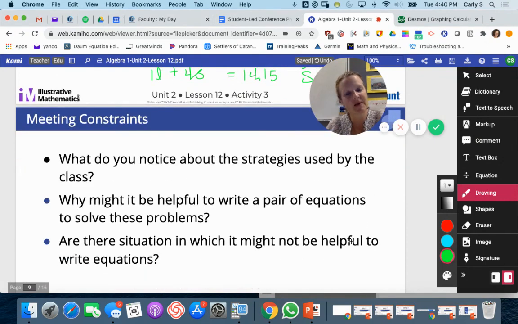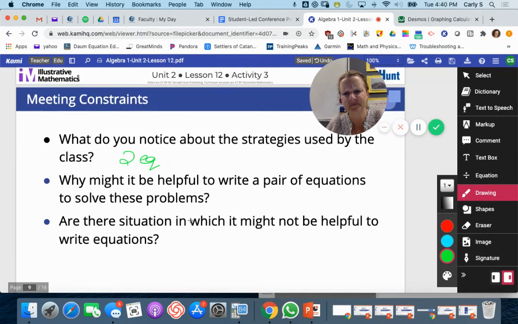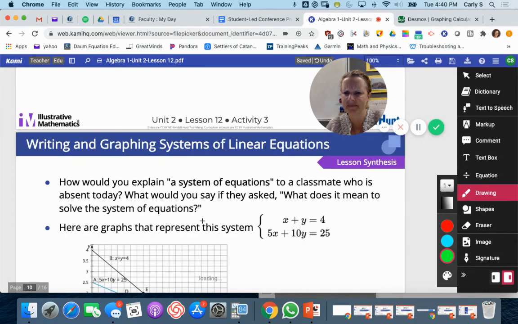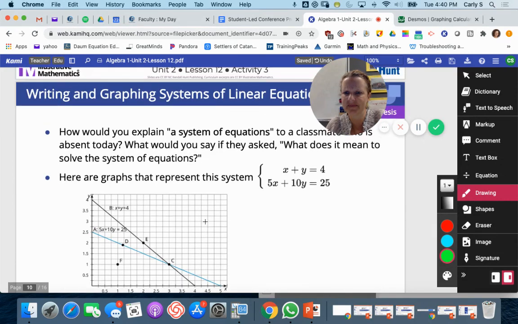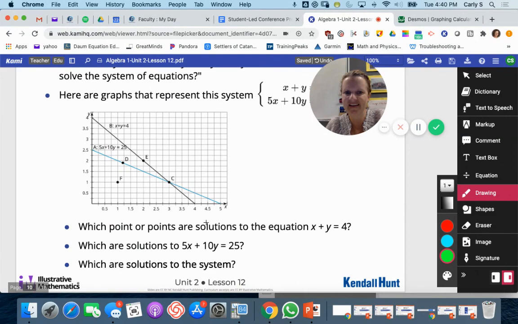All right, let's just summarize. What do you notice about the strategies used? I always have 2 equations. Usually one deals with just counting things and the other one deals with money. All right, I think we are good.